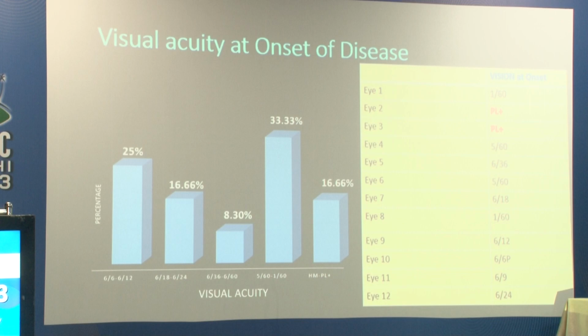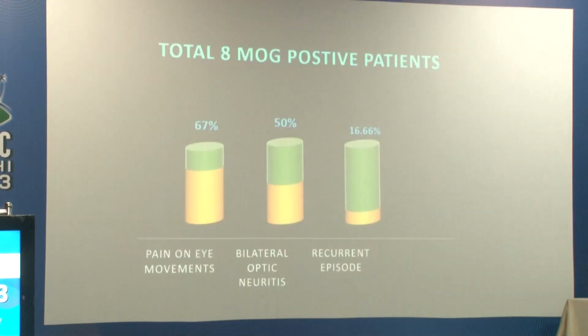And this is the picture showing the visual acuity at the onset of the disease. Most of the patients were between 5/60 and 1/60. 2 patients had PL plus vision.